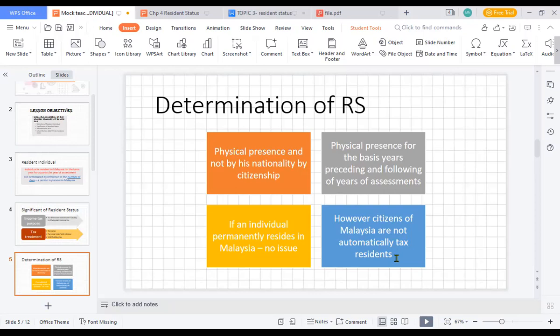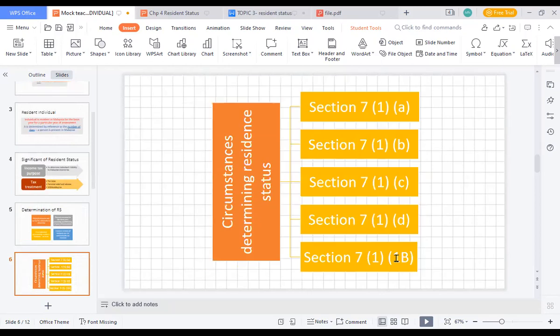We have learned in chapter 1 there are several circumstances or acts that we need to follow to determine whether we are liable to pay tax or not. Right? In chapter 1 it also came up in the quiz: who is liable to pay tax? So these are the circumstances when we want to determine the resident status. We have 1, 2, 3, 4, 5 sections on how we determine the resident status of a person.